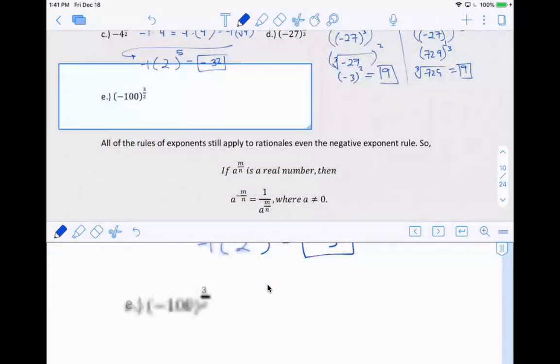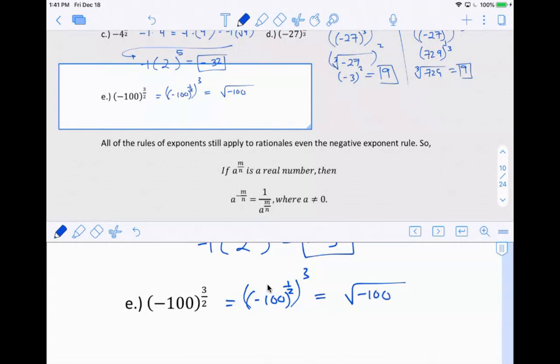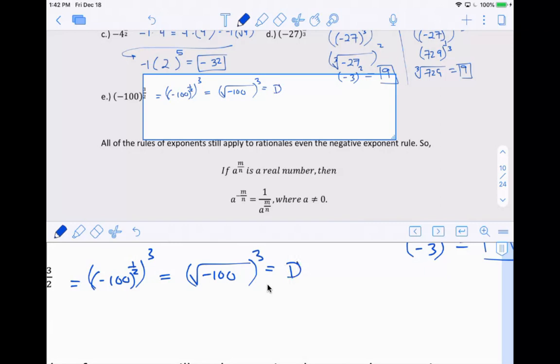All right, this last one, we've got a negative 100 included. So negative 100 to the 1/2, I have 3 of them, which means the square root of negative 100 to the 3rd. And the square root of negative 100 does not exist, and so does not exist to the 3rd still does not exist, and so we get a broken problem.